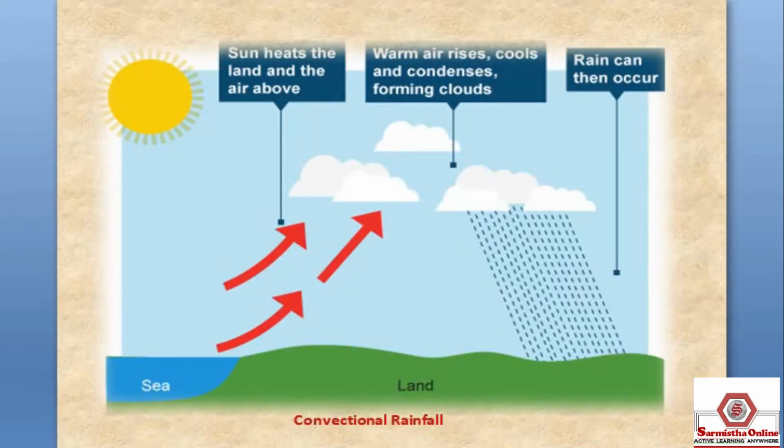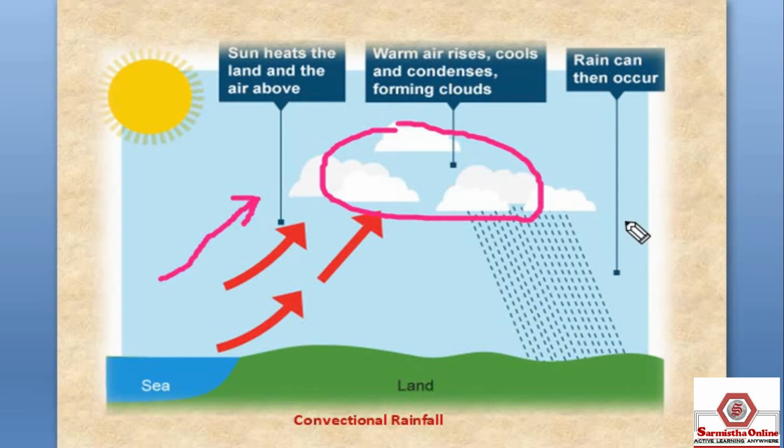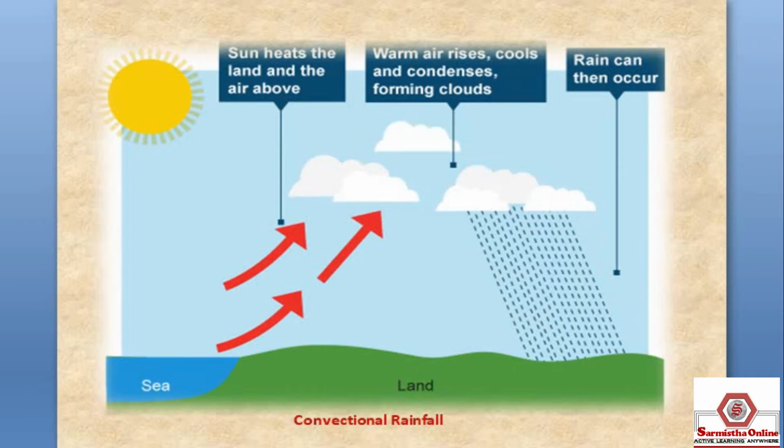See the slide. The warm air, due to the presence of heat, goes above and comes in contact with the cold air and forms the cloud. And when the clouds become very heavy due to the gravitational pull, the rainfall occurs and rainfall comes down over the ground. This is known as convectional rainfall.